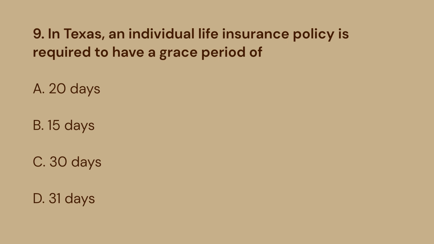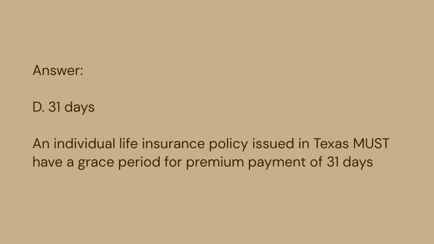9. In Texas, an individual life insurance policy is required to have a grace period of A. 20 days, B. 15 days, C. 30 days, D. 31 days. Answer: D. 31 days. An individual life insurance policy issued in Texas must have a grace period for premium payment of 31 days.